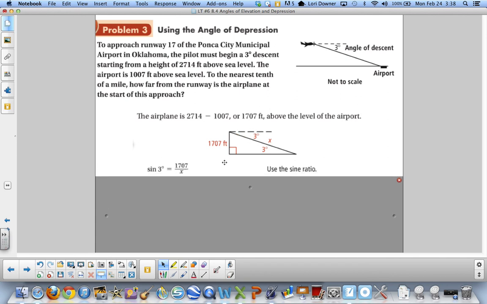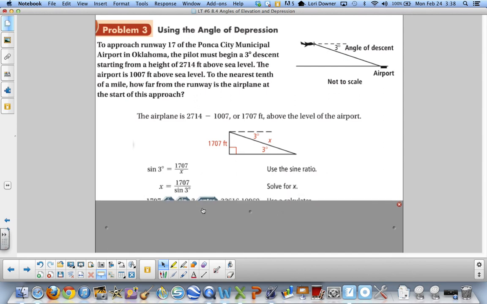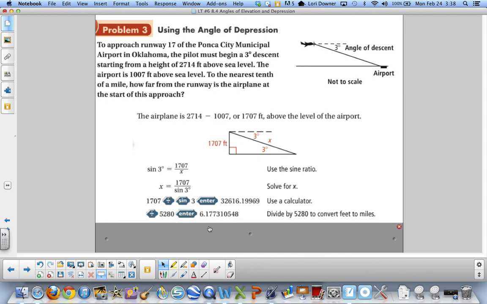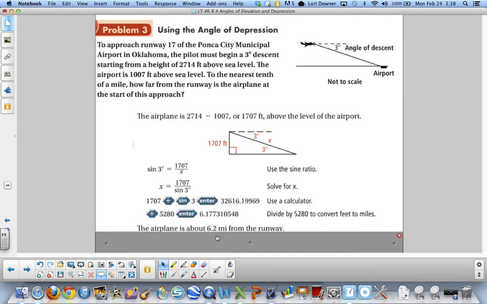So I'm going to use the sine function because I have the opposite side and I want to find the hypotenuse. So the sine of 3 degrees is 1,707 over x, which I'm going to multiply both sides by x and then divide by sine of 3. And I get 1,707 divided by sine of 3. Type that in. The airplane is about 6.177. So it's about 6.2 miles from the runway.